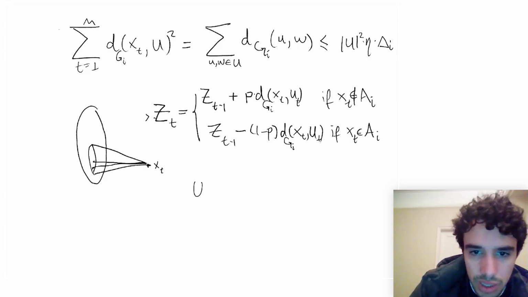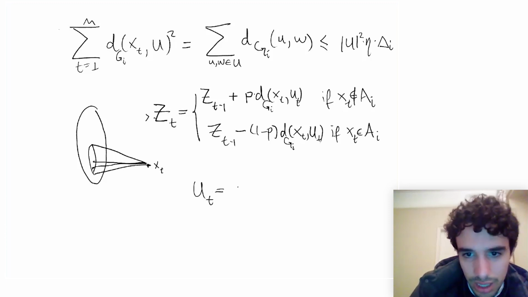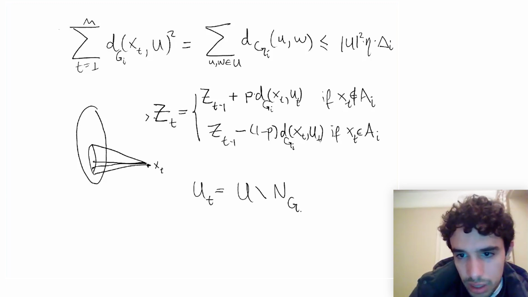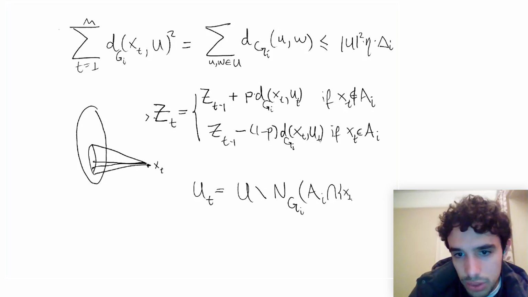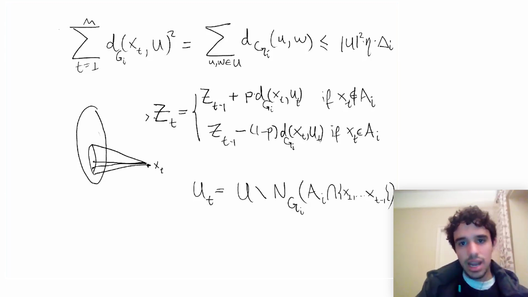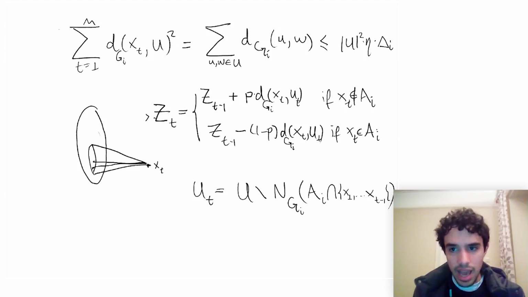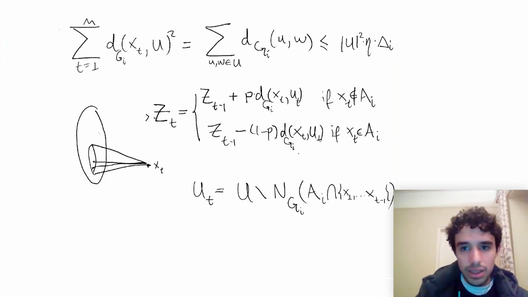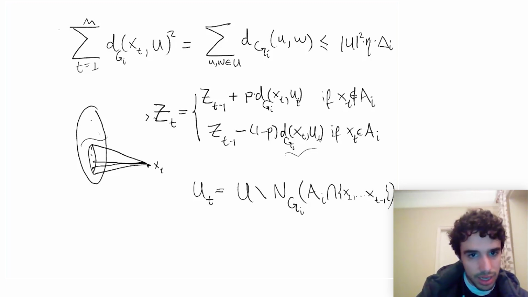And sorry, U_t, I should define it. U_t is just U minus the neighborhood of G of A intersection x_1 up to x_{t-1}. So basically, as we do the martingale, we reveal a point, and every time it's in A, we remove this many guys from U. We remove all its neighbors from U, and then U_t is just the things that are left after t steps of the martingale.